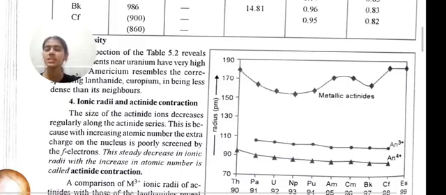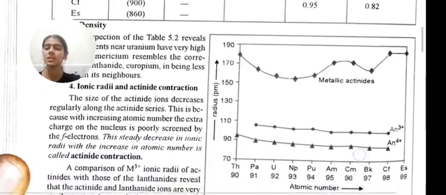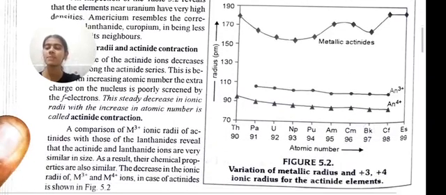The size of the actinide ions decreases regularly along the actinide series. This is because with increasing atomic number, the extra charge on the nucleus is poorly screened by the 5f electrons. This steady decrease in ionic radii with the increase in atomic number is called actinide contraction. A comparison of the M3+ ionic radii of actinides with those of the lanthanides reveals that the actinide and lanthanide ions are very similar in size. As a result, their chemical properties are also similar.